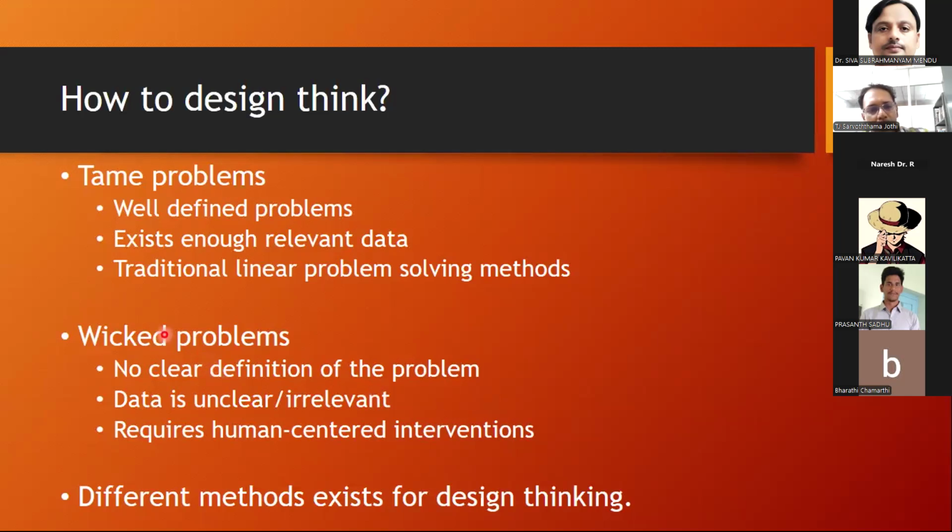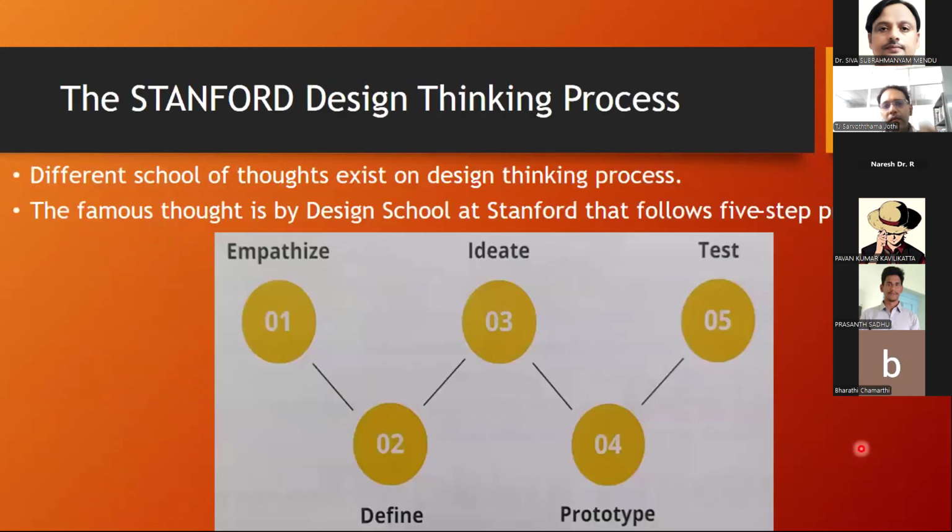Such problems are wicked problems, where there is no direct data, where I cannot directly go and install it. I have to collect a lot of information for such types of projects. As per the Stanford design thinking process, there are 5 stages which we have to follow in design thinking.